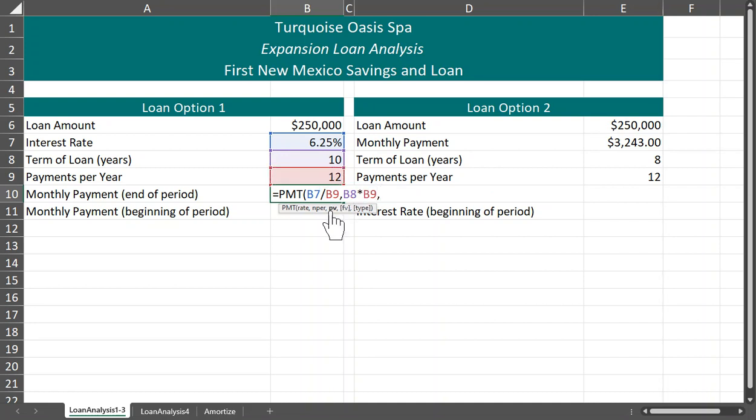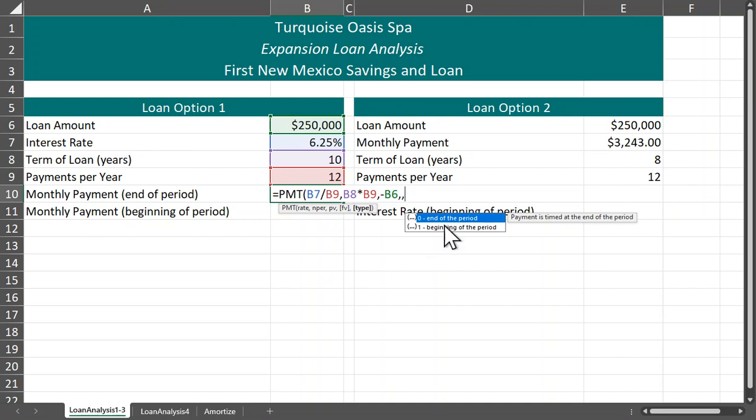And then we want the present value. Now, since this is something that has been taken out of our account, we need to have the present value be negative. So we'll do negative, and then B6. And we hit comma. Then for the type, this is the end of the period, and that's where type is 0. So we'll hit comma. We have no future value, so we'll just hit comma again.